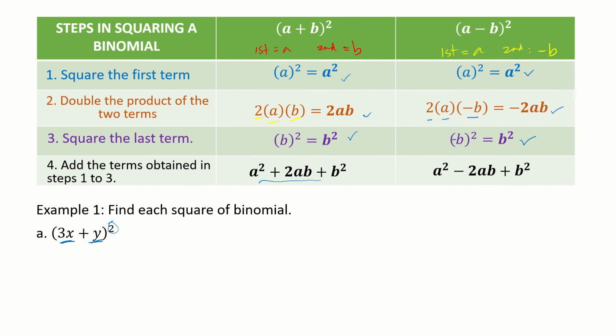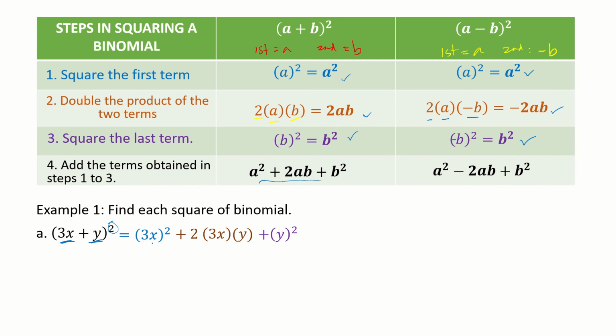First step, square the first term. That means the square of 3x. Second step, 2 times the first term times the second term. So 2 times the first term, 3x, second term y. And then finally, square the last term, the square of y, because that's the second term. Then we just simplify it.